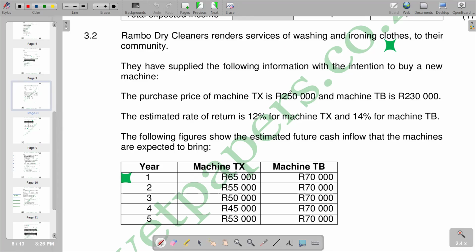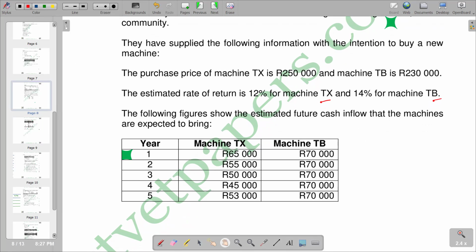The purchase price of machine TX is 250,000 rands and machine TB is 230,000 rands. The estimated rate of return is 12% for machine TX and 14% for machine TB. And the following figures show the estimated future cash inflow that the machines are expected to bring. So we've got a table for expected future cash inflows for machine TX, and also for machine TB. So different inflows do we have here from year 1 to year 5.